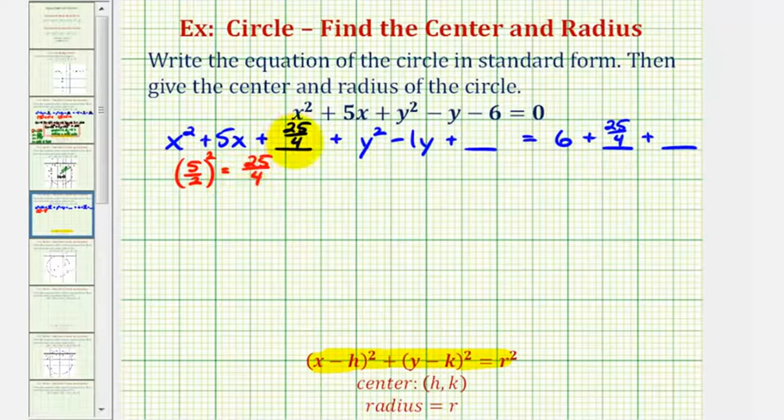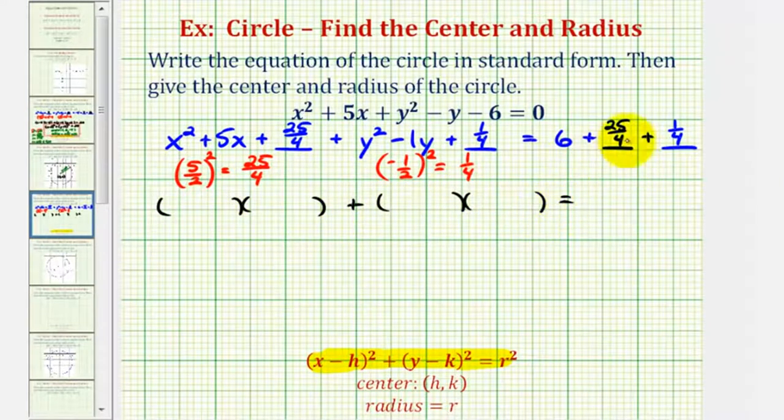Now it's hard to tell, but this is now a perfect square trinomial. And then for the y part, we'll take half of the coefficient of y and square it. So we'd have negative 1 divided by 2 squared, which would be positive 1/4. Which means to complete the square, we'll add 1/4 here and add 1/4 here. Now again, it's hard to tell, but this trinomial in terms of x and this trinomial in terms of y are perfect square trinomials. So let's factor them. They'll both factor into two binomials. So we'll have two binomials here plus two binomials here, and then we'll have this sum on the right side.